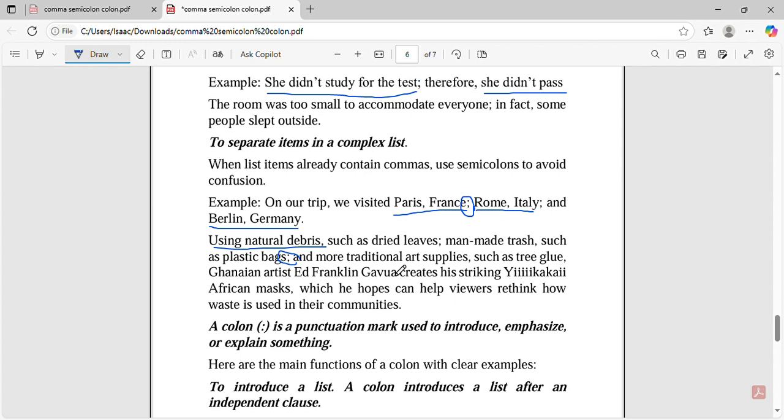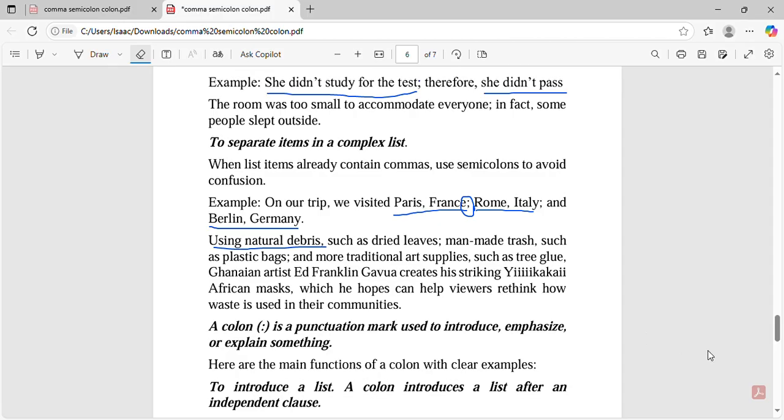So you have different categories, and these categories also have punctuations, that is commas. So if you just use commas all through, it's going to be confusing. So you have to use semicolons to separate the main category from the subcategory.